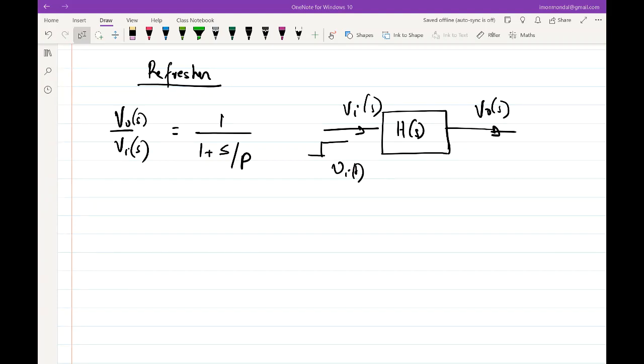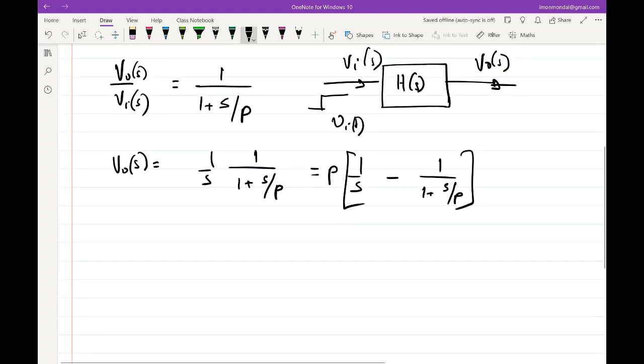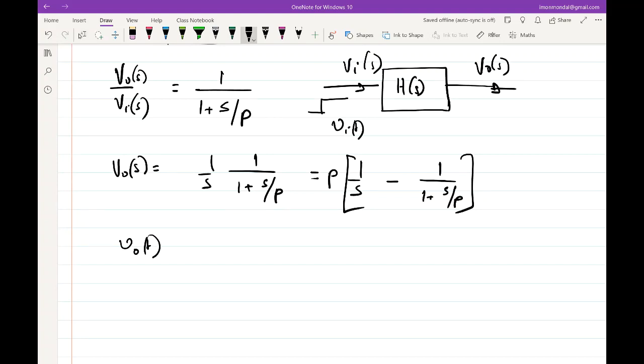So the step input is 1 over S. So V naught of S will be 1 over S times 1 plus S by P. So you do partial fraction, and then you do the inverse Laplace of this. So you get P times u of t minus e to the power minus. Right? Some of you might be thinking that the notations are inconsistent.